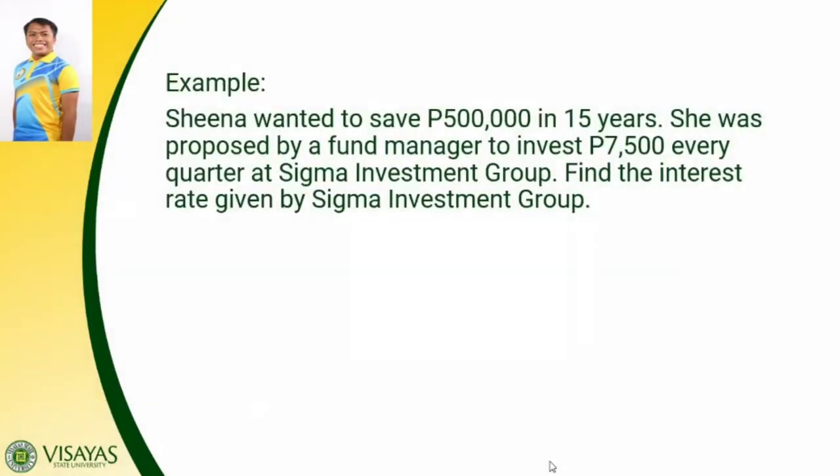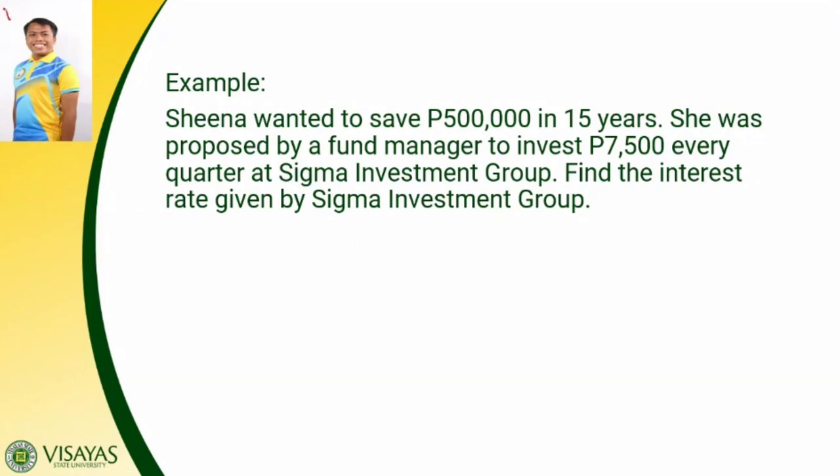Okay, another example. Sheena wanted to save 500,000 in 15 years. She was proposed by a fund manager to invest 7,500 every quarter at Sigma Investment Group. Find the interest rate given by Sigma Investment Group. So the problem gives us a value of S.